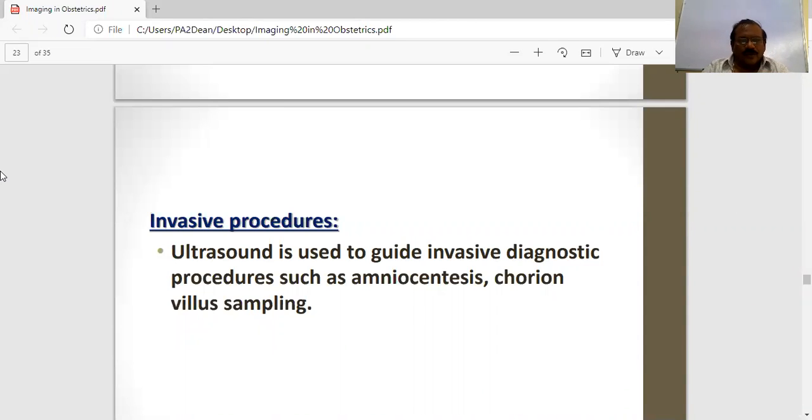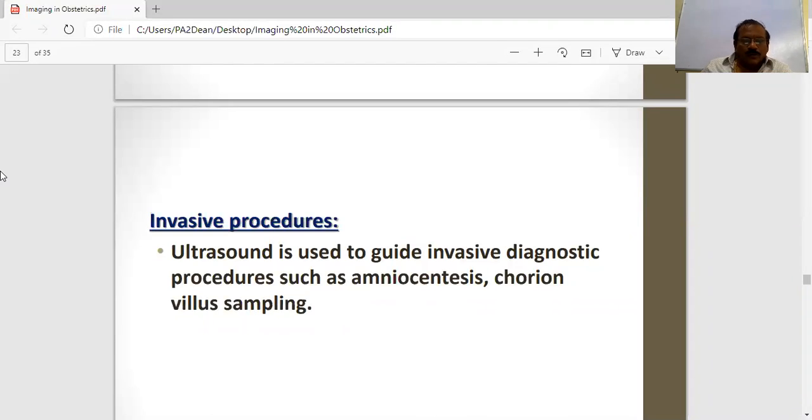Coming to the invasive procedures, ultrasound is used to guide invasive diagnostic procedures such as amniocentesis, chorionic villus sampling, and fetal reduction, where there are more numbers of fetuses. That means if quadruplets are there, there is more chance of getting aborted. So we can reduce the number of fetuses by doing fetal reduction. While doing fetal reduction, we must be very careful to see that the fetus which has to be reduced has an independent placental supply.